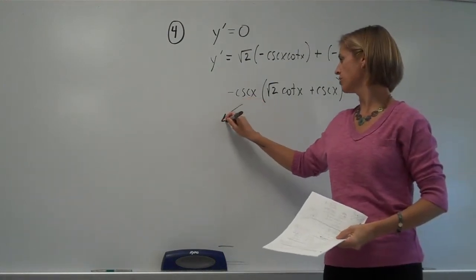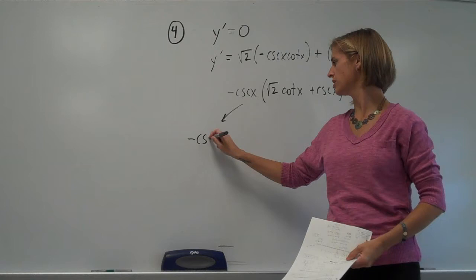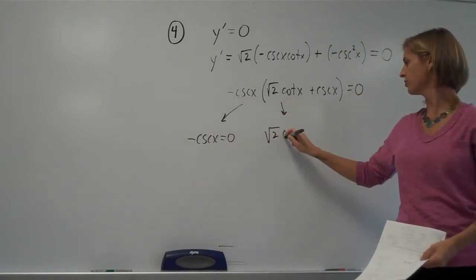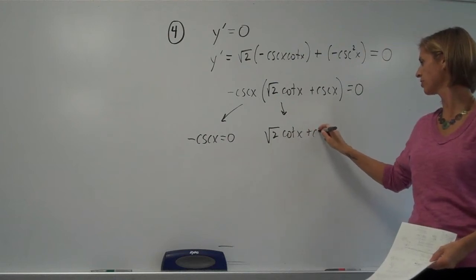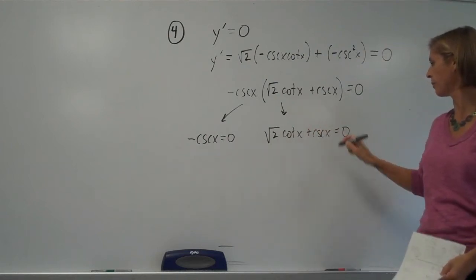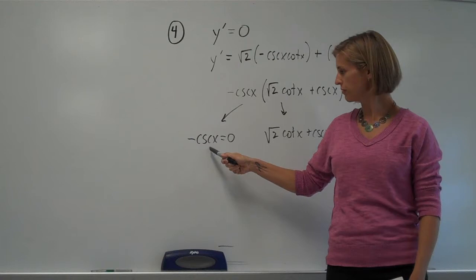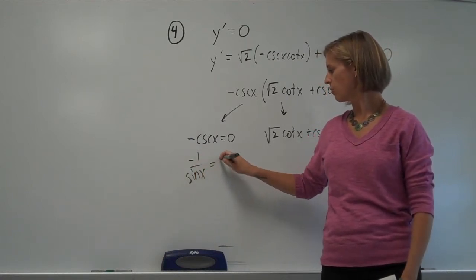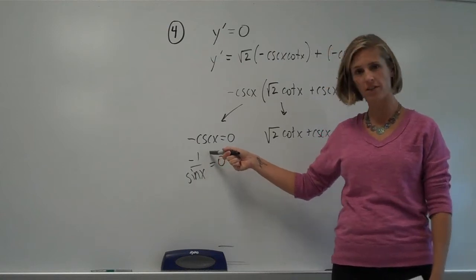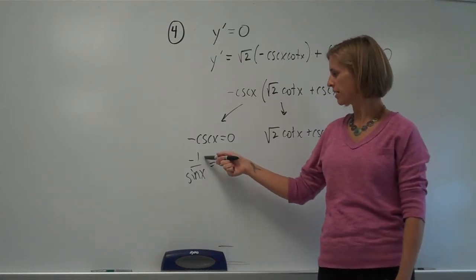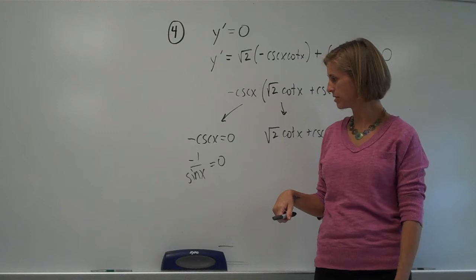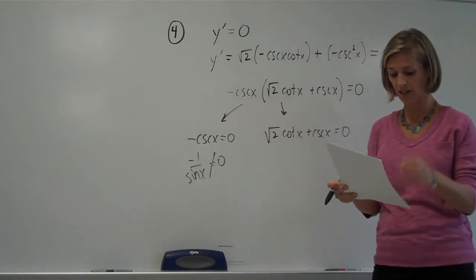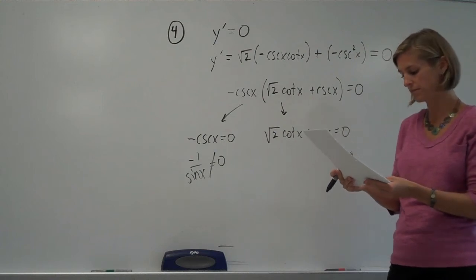So I have two things: either the negative cosecant of x equals 0, or root 2 times the cotangent of x plus cosecant of x equals 0. If I deal with the first one, cosecant is 1 over sine x. I can't have a fraction with a 1 on the top ever equal 0, because for a fraction to equal 0 the top has to be 0. Since that's never going to happen, I don't have to worry about that part of the solution.